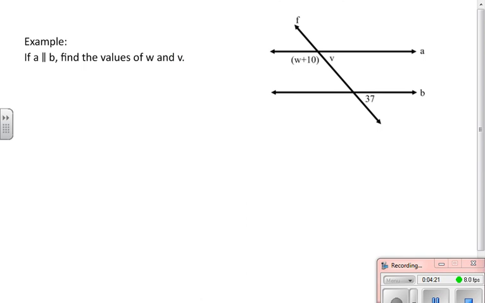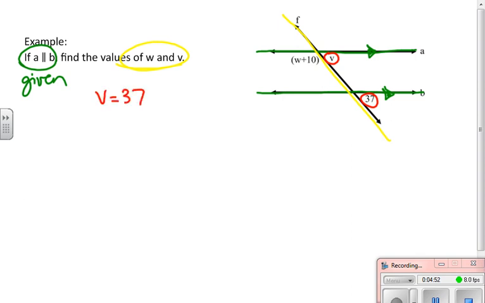If A is parallel to B, so this is your given, I'm going to go over and mark my picture. I know these guys are parallel, which means that this one is my transversal. Find the values of W and V. Now, there's a couple ways to do this. The first thing that I see is that V and 37 are corresponding angles. So V equals 37 because parallel implies corresponding angles are equal.